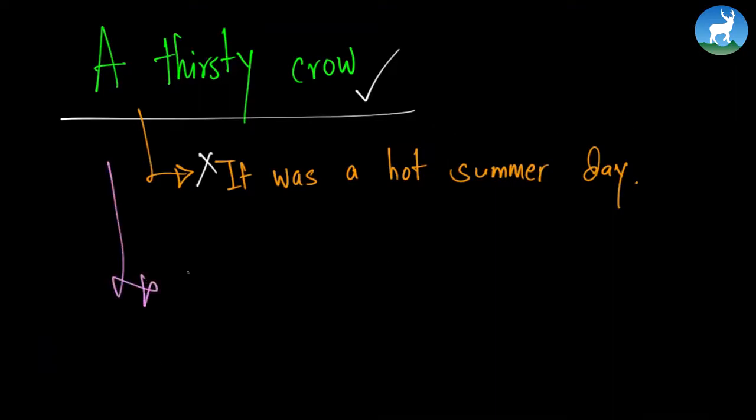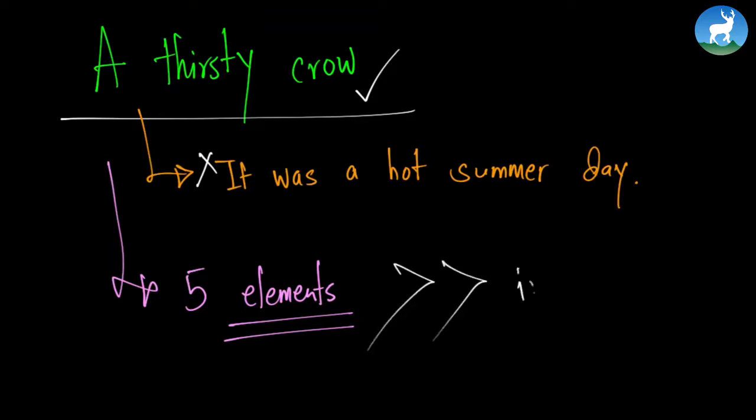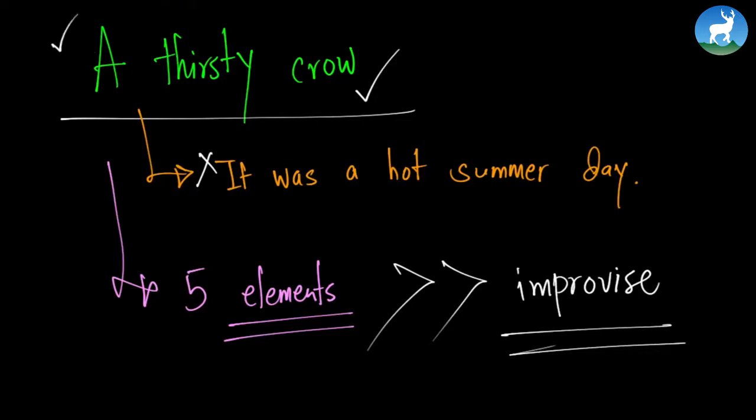Try including the 5 elements here. Try including some dialogues here. Let's revise. What are the 5 elements? Character, setting, plot, conflict, and finally theme. By using all those 5 elements, I think you can improvise and write the story in a better way. You can always improvise the story that is given in your book, because whatever is given is very crappy. Let me be very honest. Right? That's the point. And don't forget to include the dialogues.